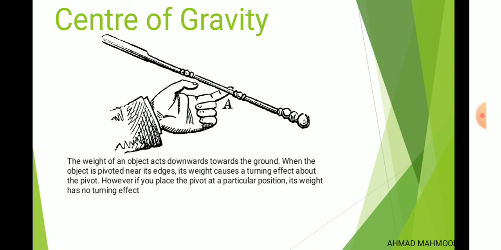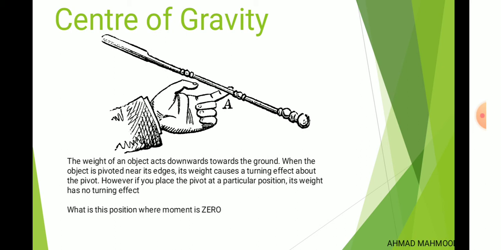You can do this experiment at home by balancing a pencil or anything straight. For example, you can balance a rod on your finger, and you can observe that when you place the finger near the edges, the pencil or the rod will rotate. It will have a turning effect. But if you place your finger exactly in the center of the pencil, or exactly in the center of the rod, there will be no turning effect.